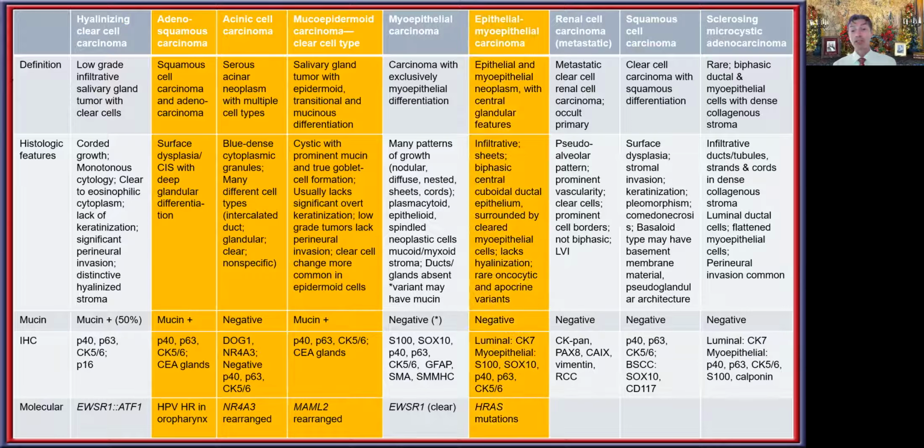Just a point of clarification here around INI1. If you think about the soft tissue myoepithelial carcinoma category, quite frequently they are associated with an INI1 loss.